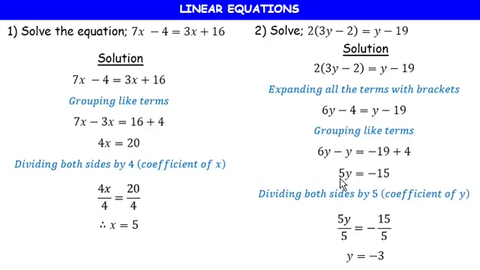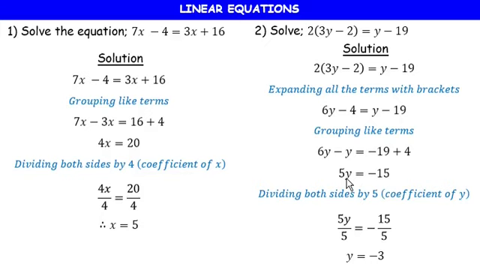The coefficient of y is 5. When you talk of coefficient, it is simply the number that is multiplying a particular variable, right? So a term that is multiplying a particular variable. Here, what is multiplying y? It is 5. So 5 becomes the coefficient of y.